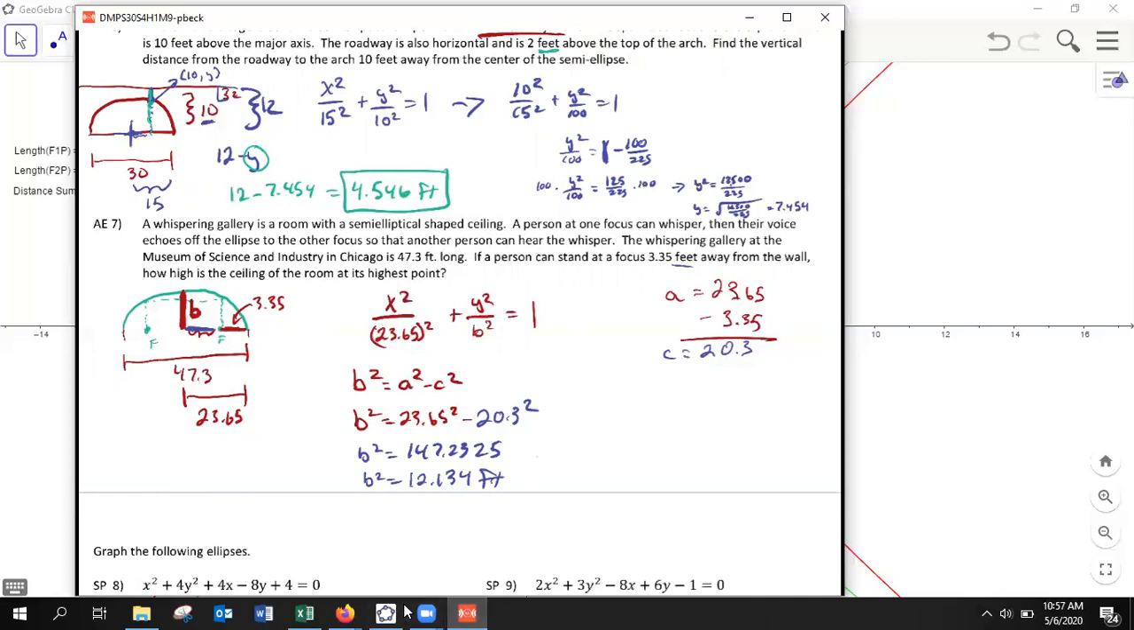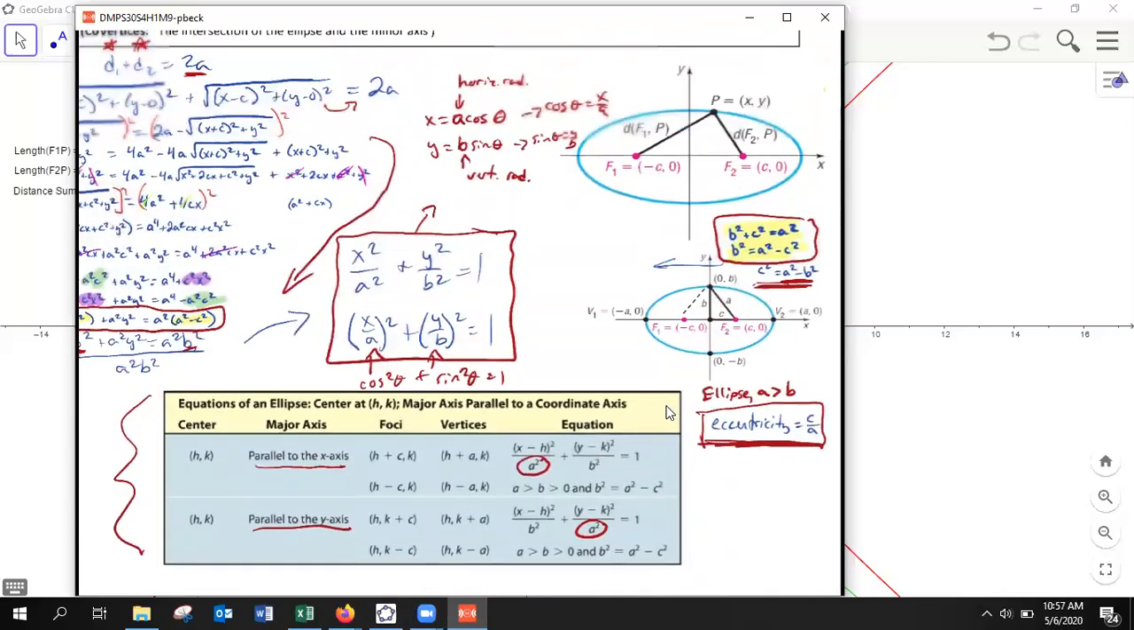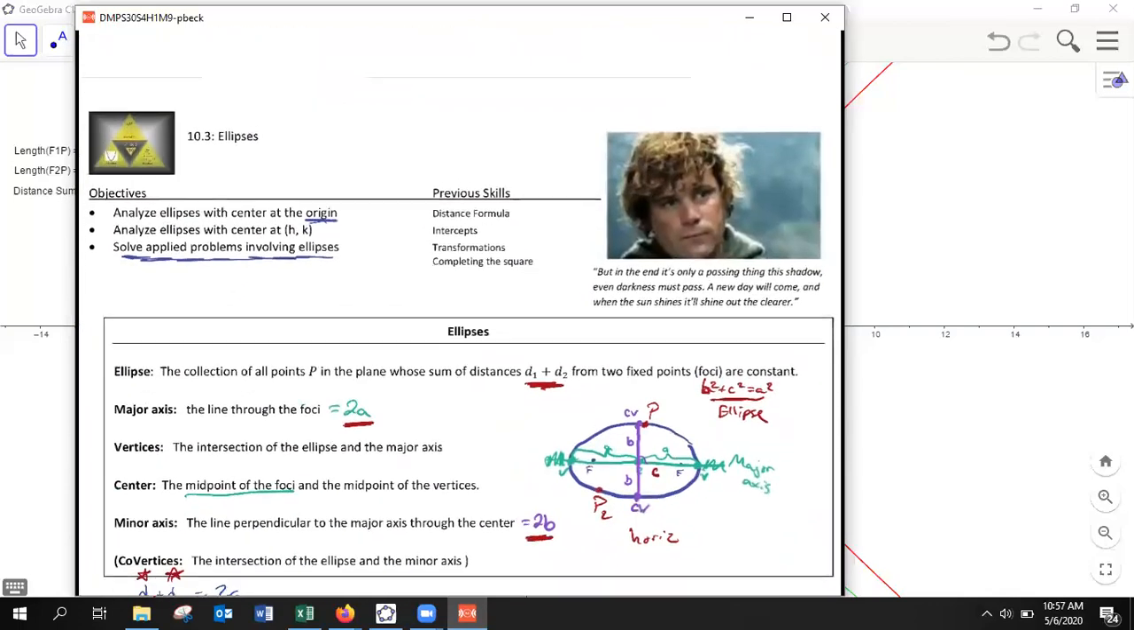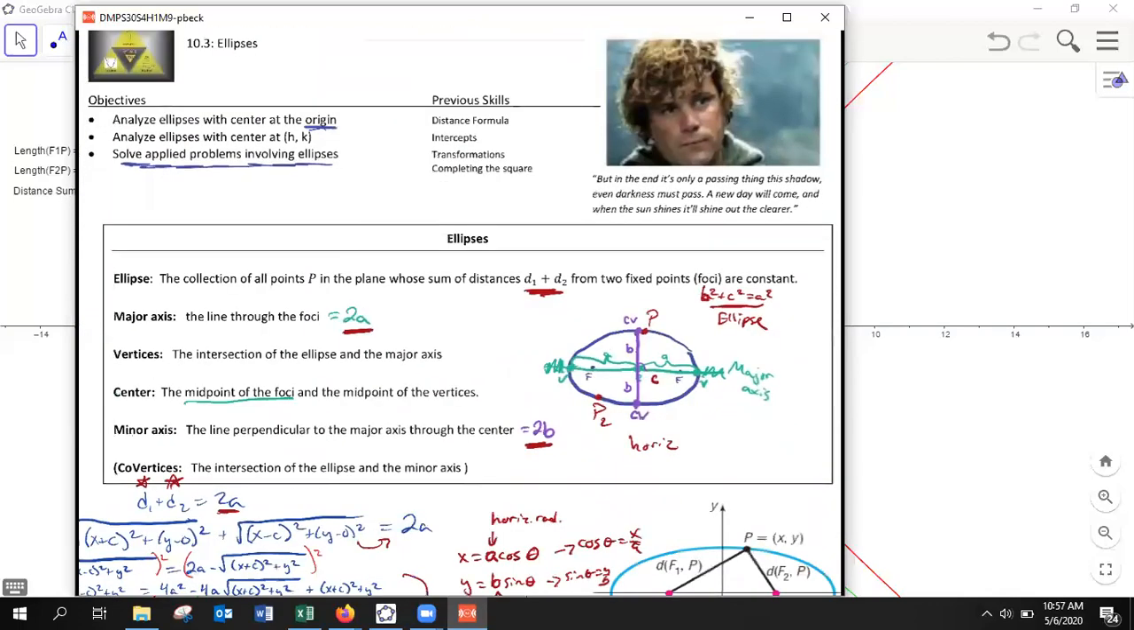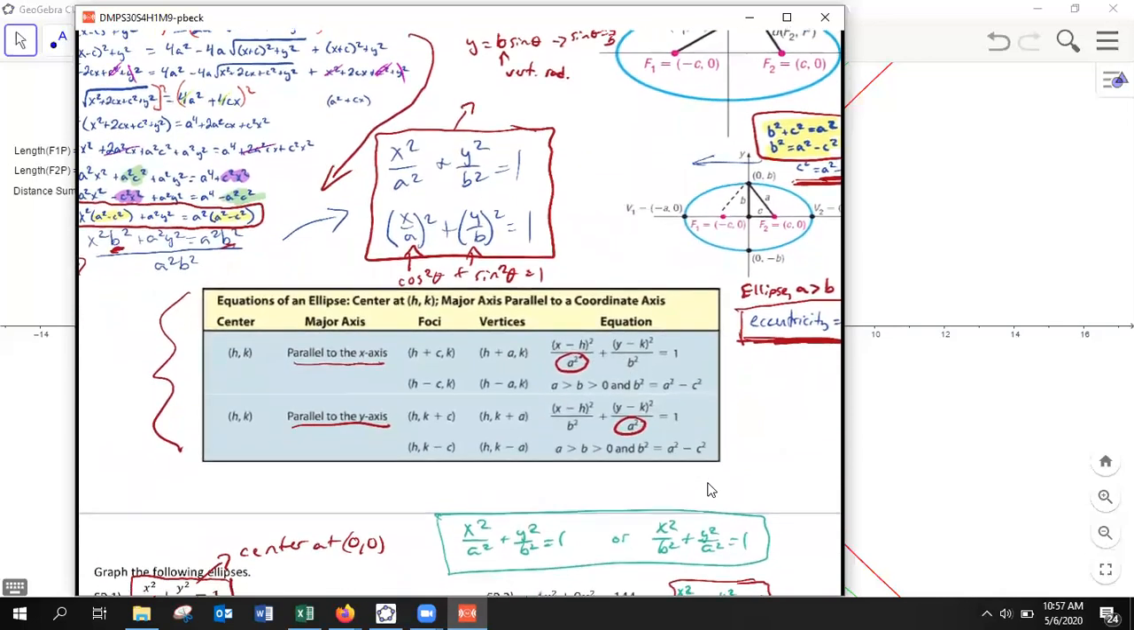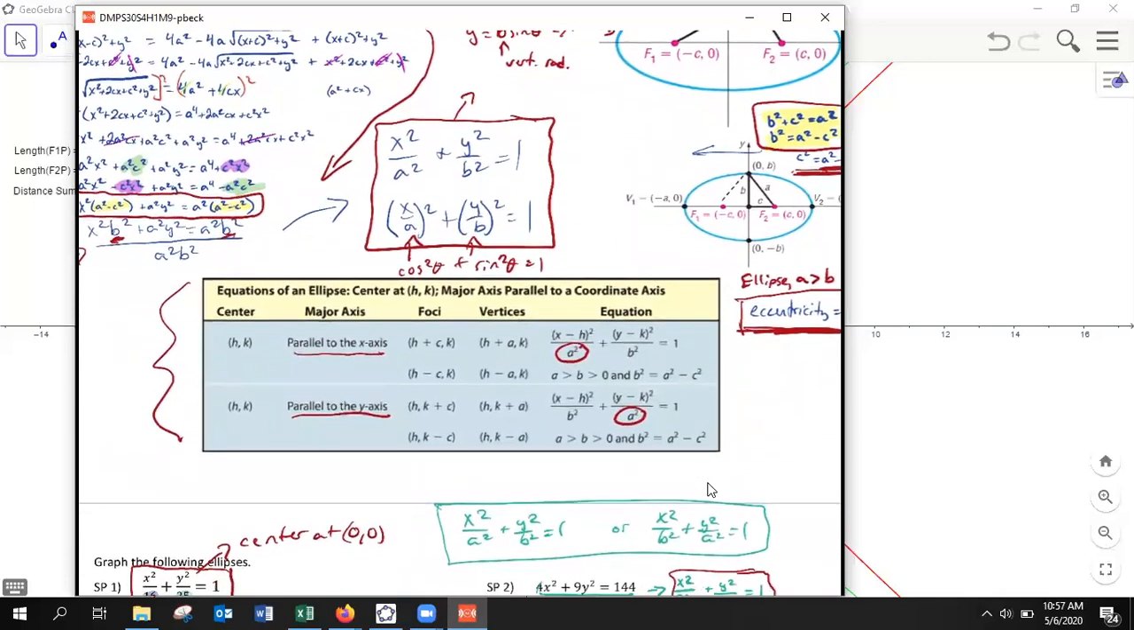So this is going to end video number 1. It was really long, but we went through the anatomy of the ellipse, and we also went through how to actually graph and analyze those ellipses at the origin. Stay tuned for video number 2, which is away from the origin.